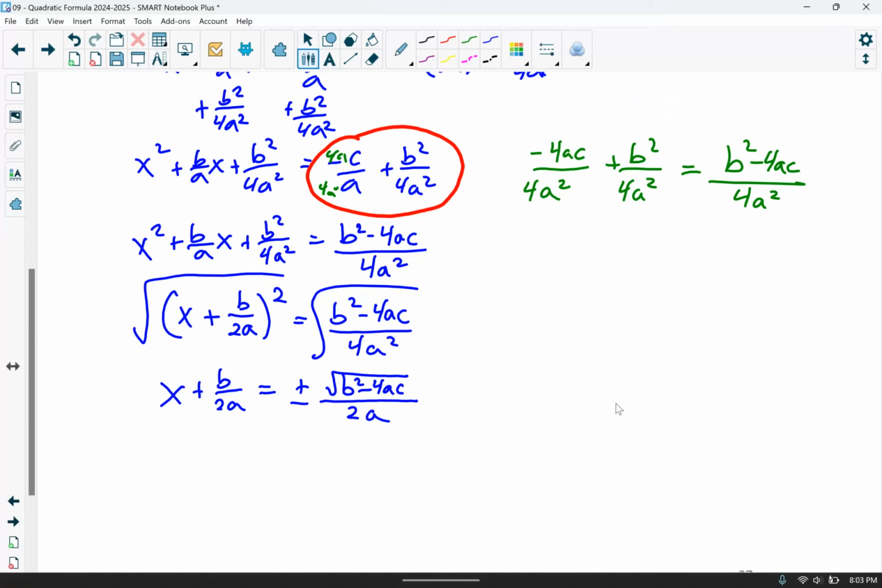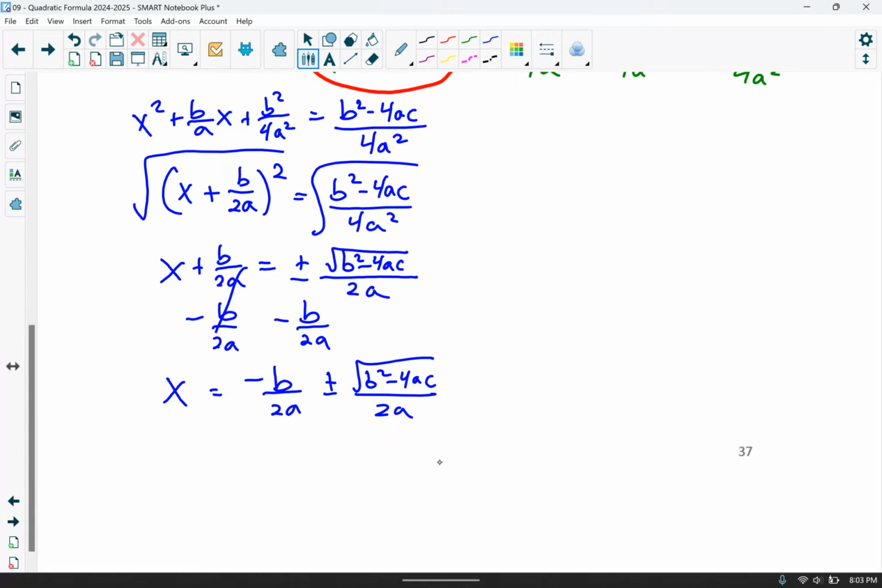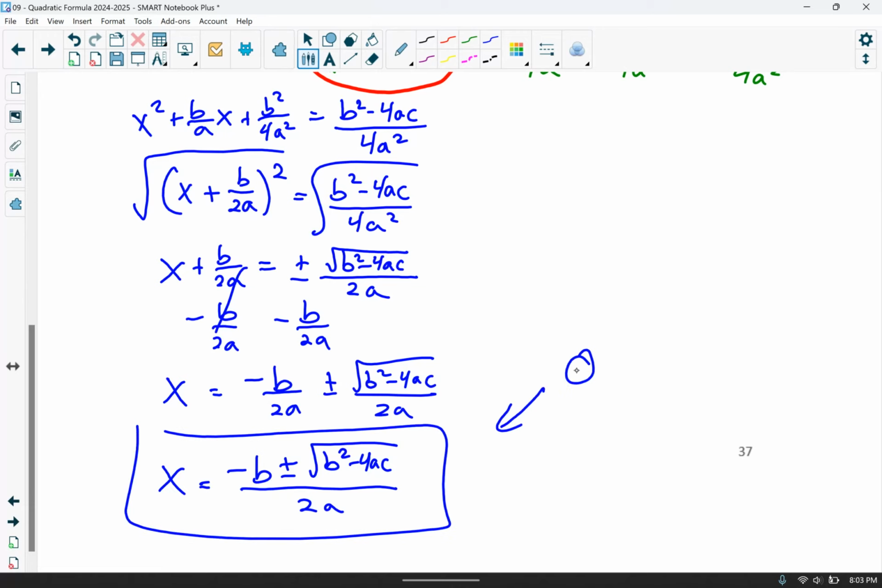Okay. Now, from here, we're just going to solve for x by subtracting b over 2a from both sides, which gives us negative b over 2a plus or minus the square root of b squared minus 4ac over 2a. Notice these are like terms, so we can write them as one. x equals negative b plus or minus the square root of b squared minus 4ac over 2a. And there you have it. That is what we call our quadratic formula.